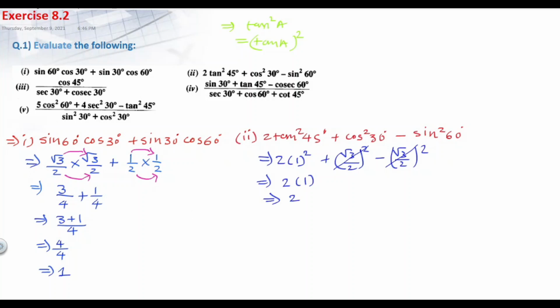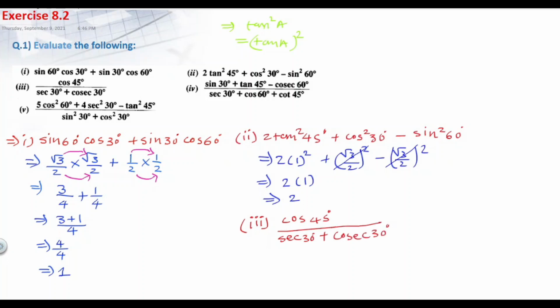Now let's move on to the next question, the third one. What's the third question here? Cos 45 degree divided by sec 30 degree plus cosec 30 degree. Just write it down here. Cos 45 degree upon sec 30 degree plus cosec 30 degree.